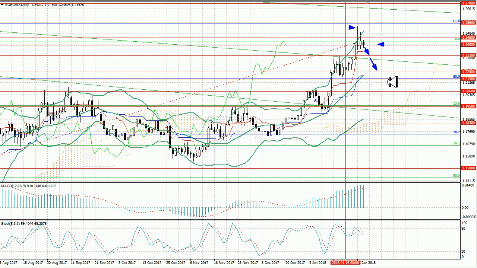Breakout and consolidation above the level of 1.2450 will allow the pair to grow to the level of 1.2560, which coincides with the Fibonacci correction of 61.8%. Technical indicators give opposite signals. The MACD histogram grows in the positive zone, Bollinger Bands are directed upwards, but the stochastic turned down.